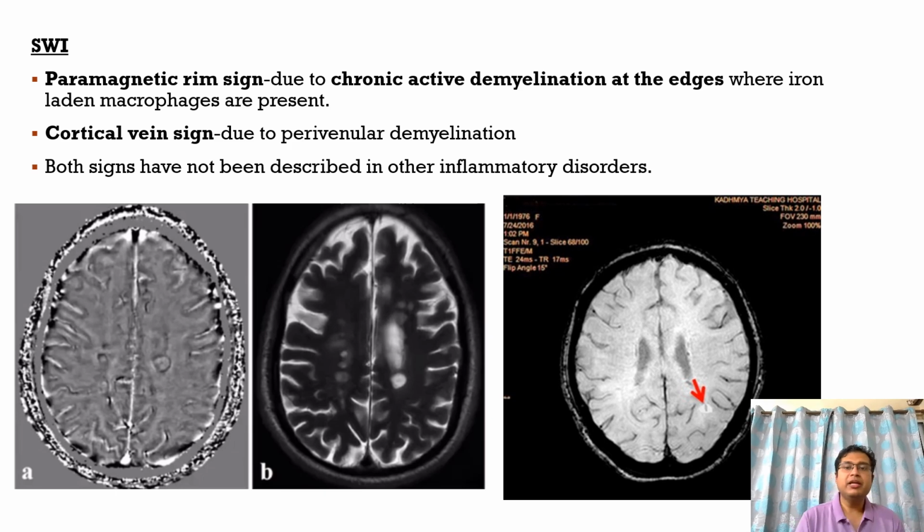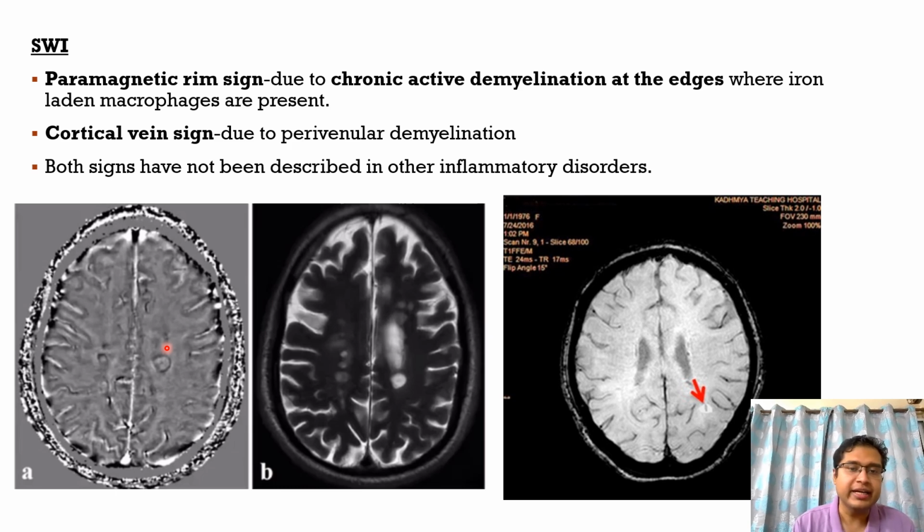Coming to susceptibility weighted imaging, as I already discussed in my imaging protocol, 2 important signs are to be assessed, that is the paramagnetic rim sign and the cortical vein sign. So what is the importance of the paramagnetic rim sign and cortical vein sign? Susceptibility weighted images, as we all know, contain both phase as well as magnitude images. So on phase image, what we see as a paramagnetic rim sign, that is peripheral hyperintensity in this lesion, is suggestive of a paramagnetic rim sign.